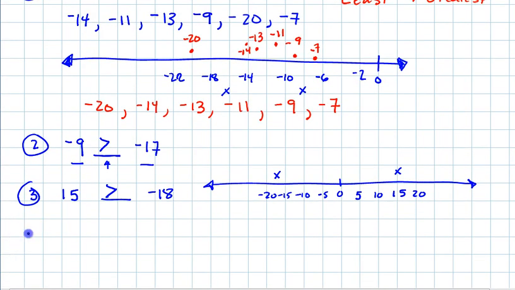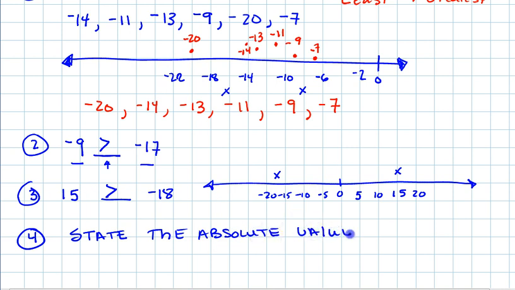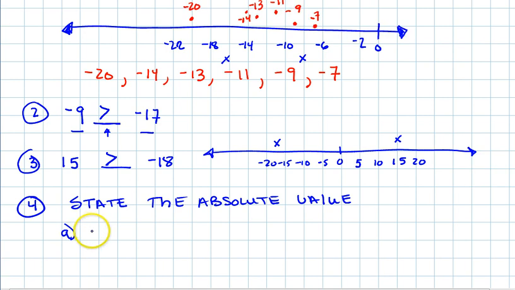Now let's look at absolute value. State the absolute value. So let's say I have a number, and this is how you would show your work. Let's say I have the number negative 73. Alright, I want to state the absolute value.